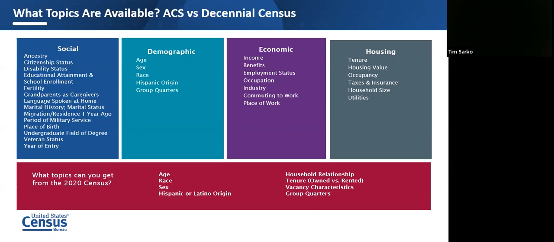And then if you look on the bottom, you can get the 2020 census. You get basic demographic data such as age, race, sex, Hispanic or Latino origin. And then we have household relationship, tenure, vacancy, characteristics, and group quarters.